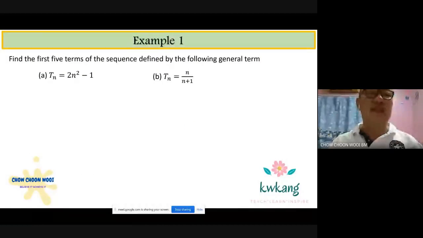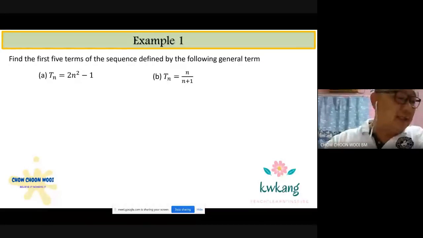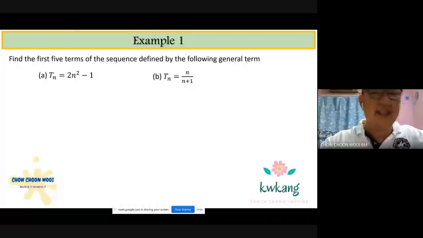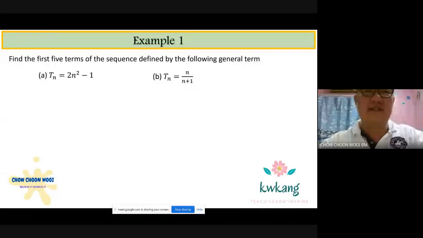Okay, so find the first 5 terms of the sequence defined by the following general term. Okay, sekarang ini disebabkan kelas kita ganjil, thank you Azlin. Okay, dengan Akirah. Thank you. At least kita aktif sikit.